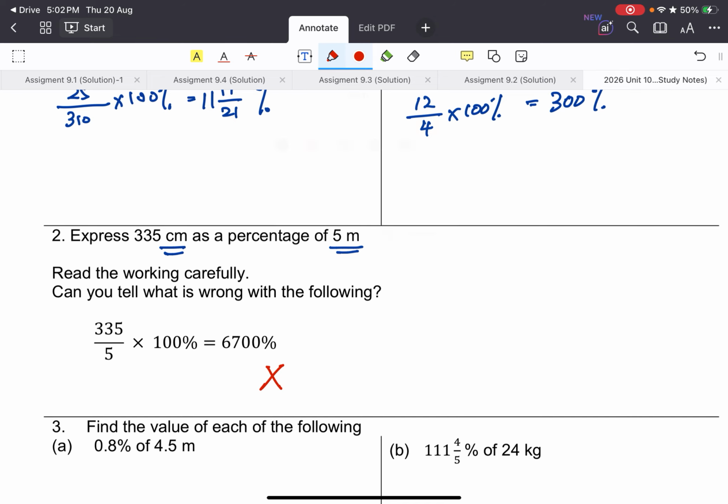So instead, what we should do is to make the units the same, right? So 5 meters will give us 500 centimeters. That means now we have 335 centimeters over 500 centimeters, right? Times 100%. That should give us 67%. There we go.